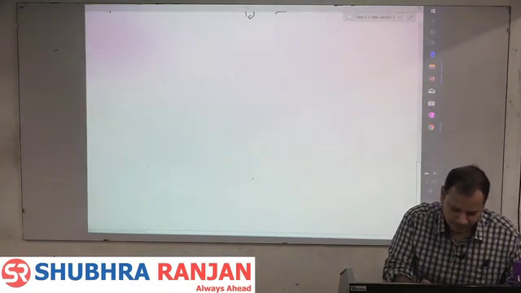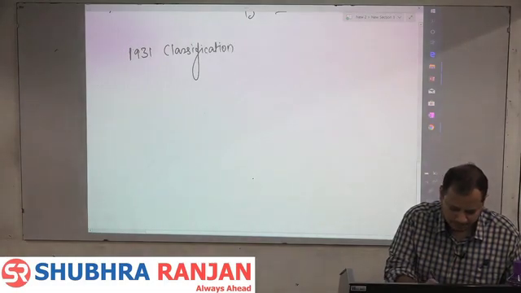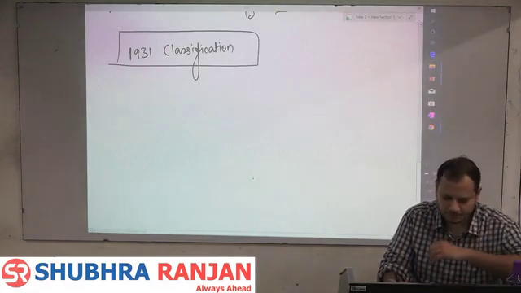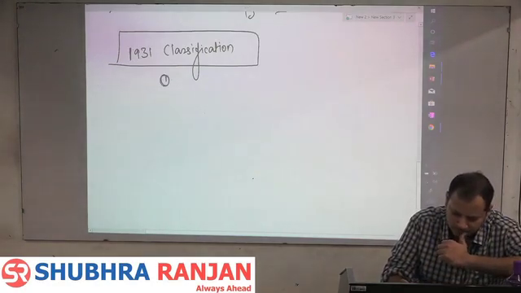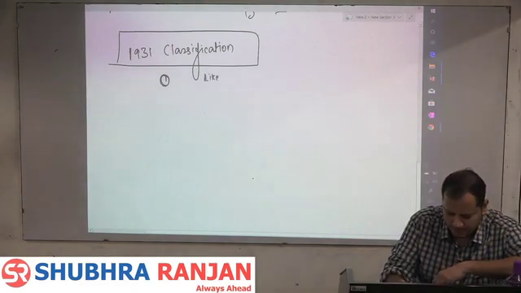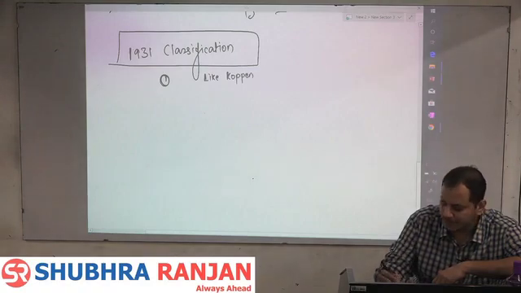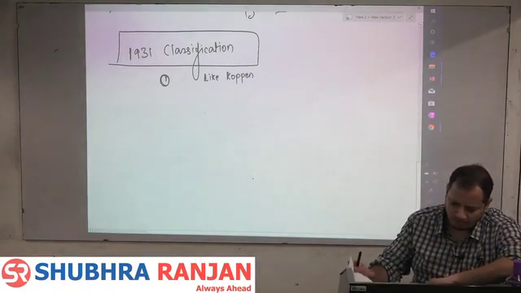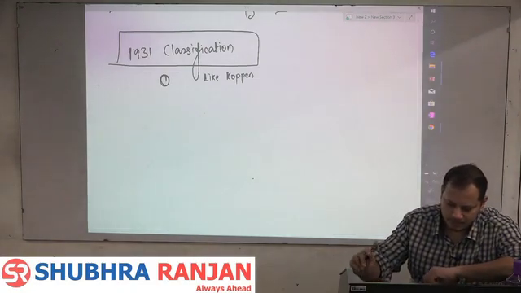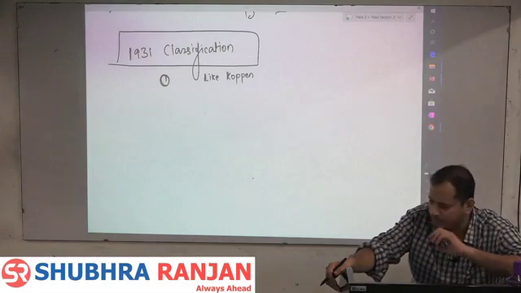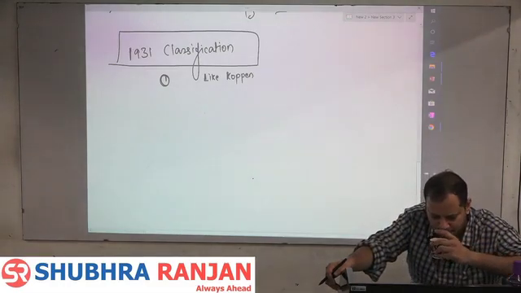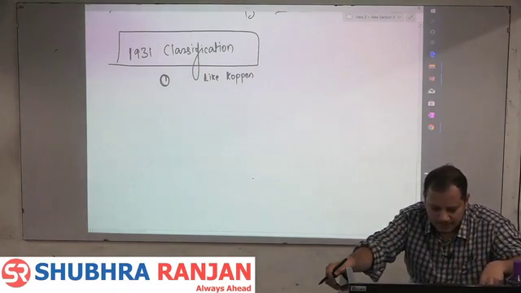Next, 1931 classification. First point. Like Köppen, he believed that the natural vegetation of a region is an indicator of climate.